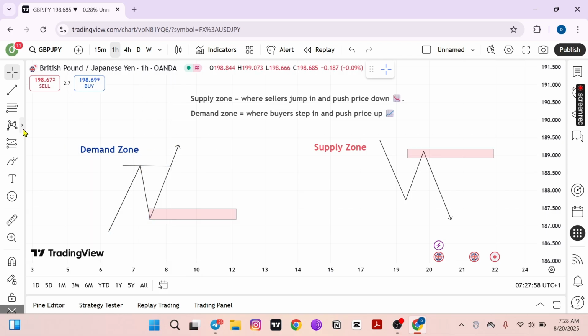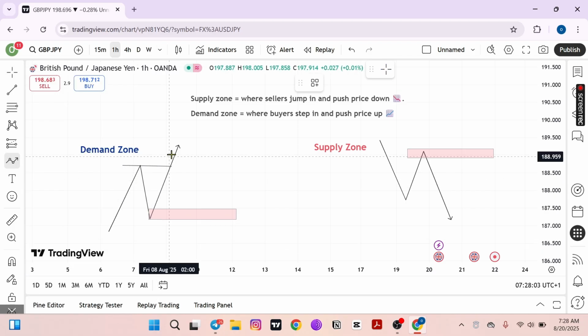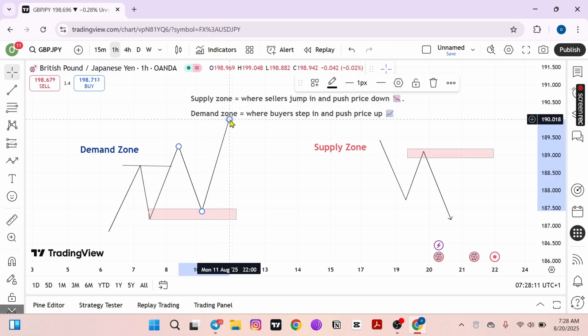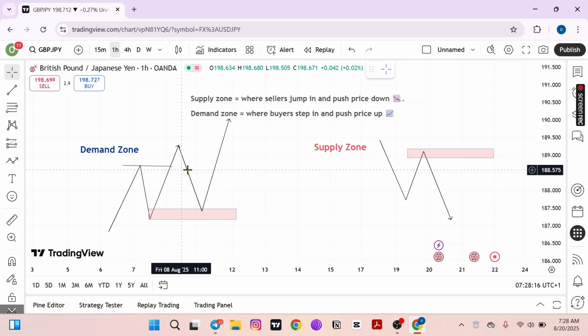Now, what you expect is something like this. The market will come here, touch here, and the market will start going up. So this is a proven strategy. This is a proven concept.